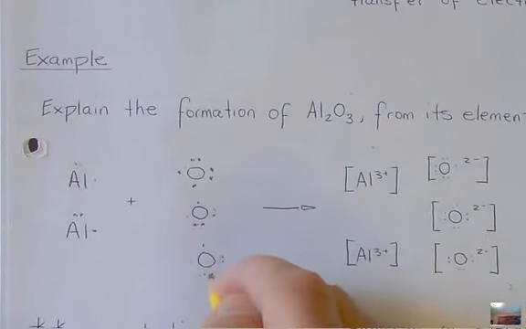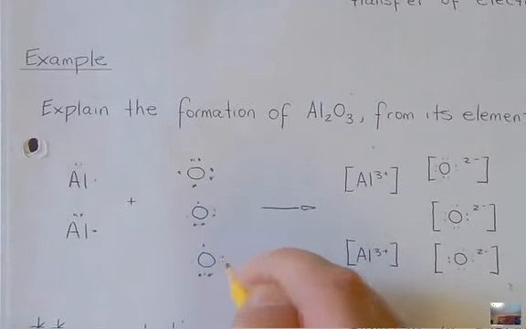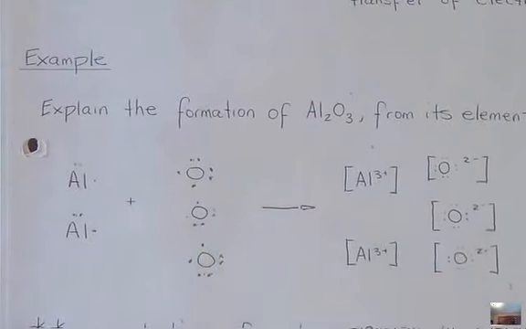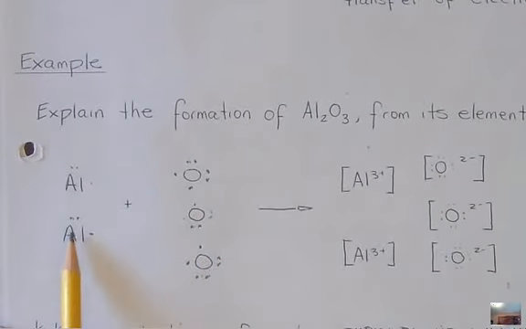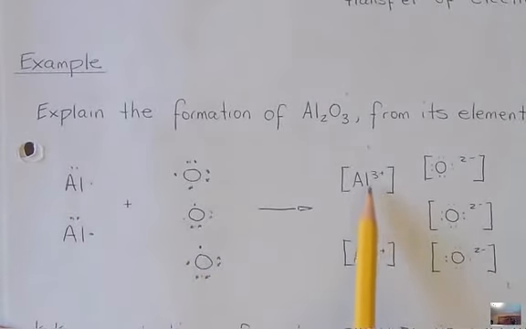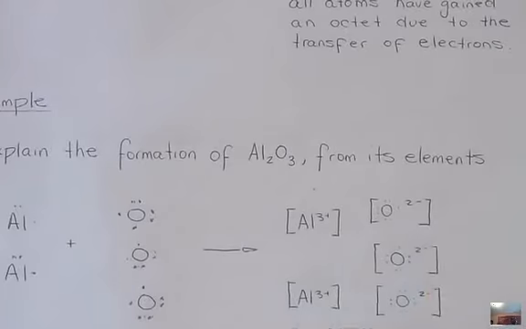Okay, a little hard for you to see, sorry about that. There's supposed to be 6 here. Good, all right. And so 2 will go down here, and that leaves 1 here and 1 here. So what do I wind up with? 2 perfectly happy aluminums, each with a +3, and 3 oxygens, each with a -2. We know those guys are called oxide.